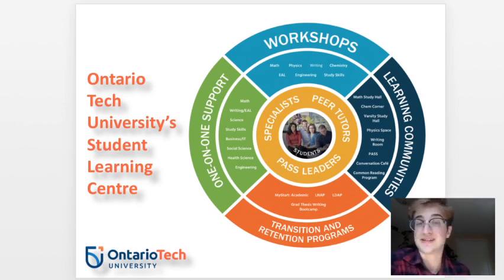This is offered in basically any subject taught on campus. This is taught by peer tutors or specialists who conduct one-on-one sessions. And if you notice in the diagram, we see students in the center who are supported by peer tutors, specialists, and peer pass leaders. This is the SLC staff.